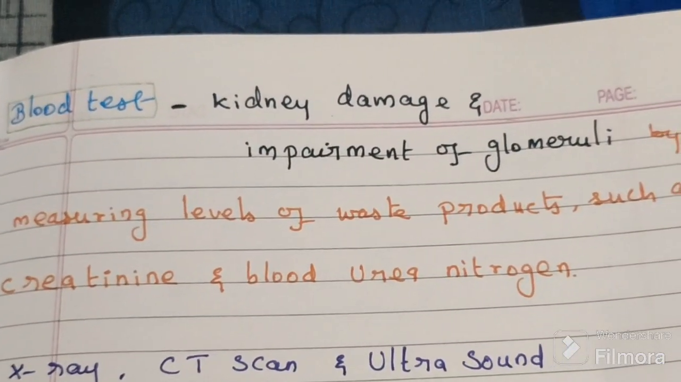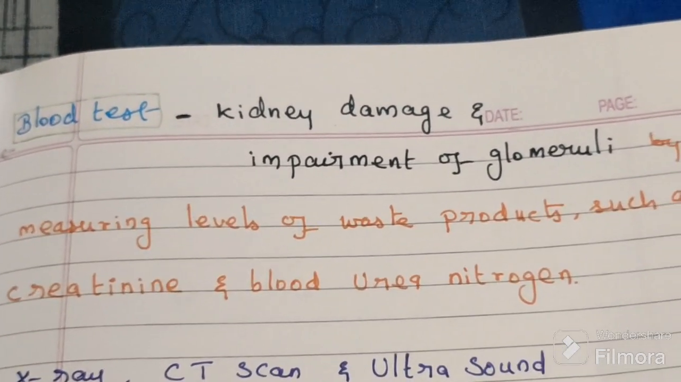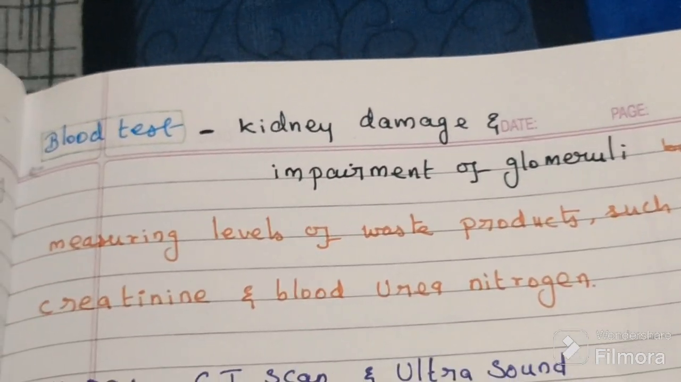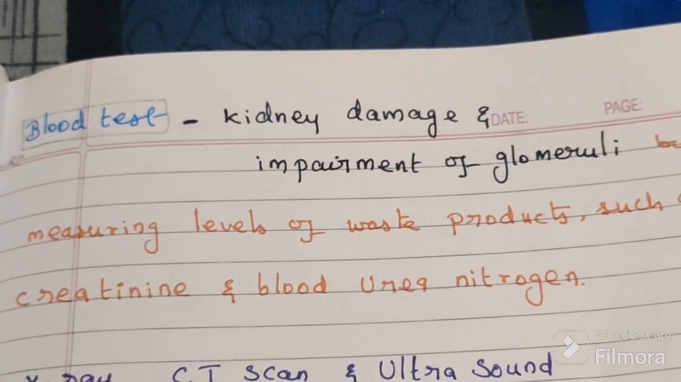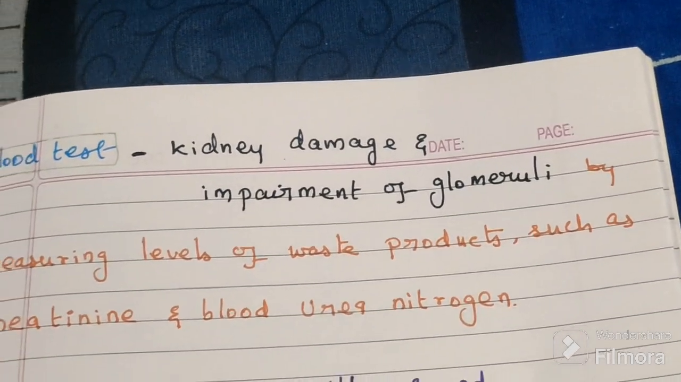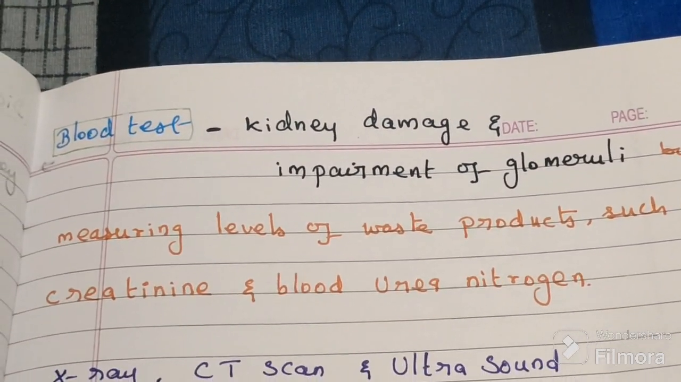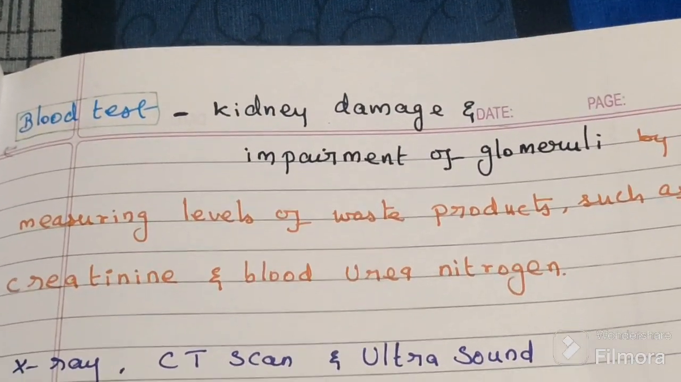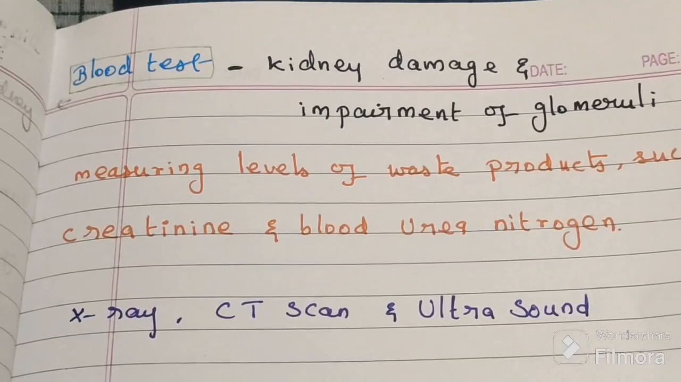Blood tests show kidney damage and impairment of the glomeruli by measuring levels of waste products such as creatinine and blood urea nitrogen. Other tests use X-ray, CT scan and ultrasound.